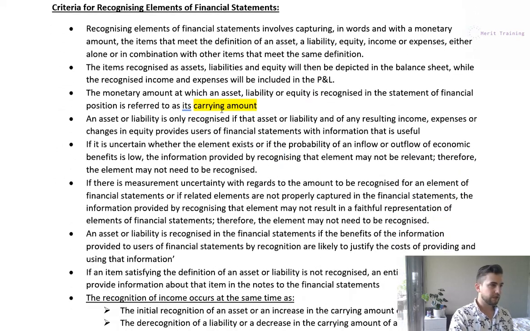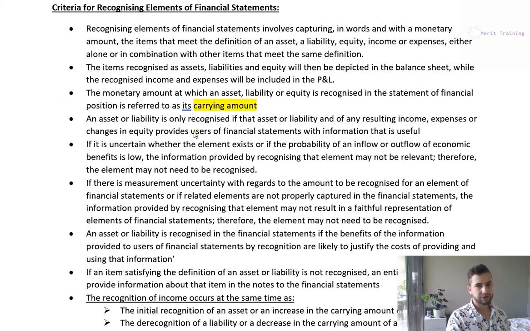So, criteria for recognizing elements of financial statements. Recognizing elements of financial statements involves capturing in words with a monetary amount the items that meet the definition of an asset, a liability, equity, income, or expenses. The monetary amount at which an asset, liability, or equity is recognized in the statement of financial position is recorded as its carrying amount, which is the recognition component.